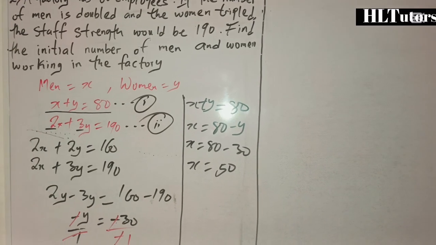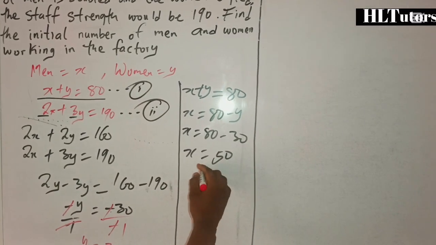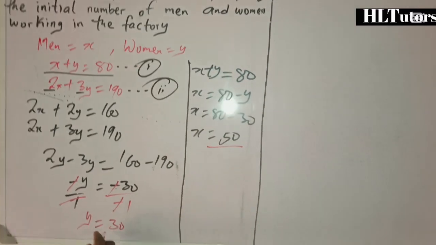So the question asks us to find the initial number of men and women working in the factory. So the initial number of men is 50, then the initial number of women is 30.